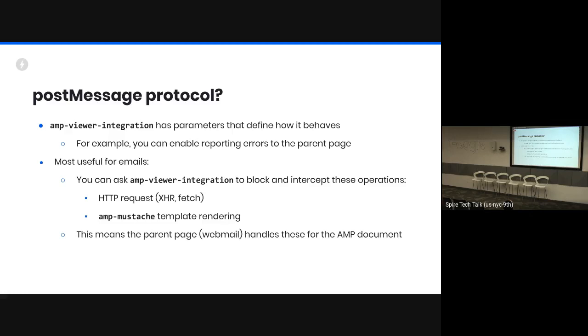Instead, anytime an HTTP request is made or an AMPMustache is called, the AMP viewer will ask the parent page what to do. And this is best illustrated with an example. We have an iframe that's on a parent page, and we have enabled the AMP viewer integration. At some point, the AMP runtime tries to call fetch. This could be an AMP list, for example. Now, the AMP viewer integration has intercepted this and prevented the fetch from happening, so there was no HTTP request yet. Instead, it will send a post message and ask the parent page what to do with this.